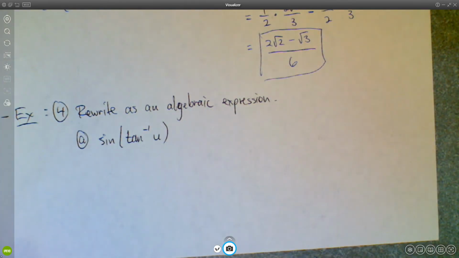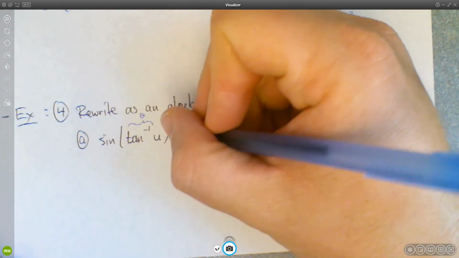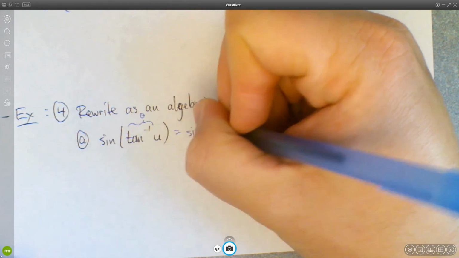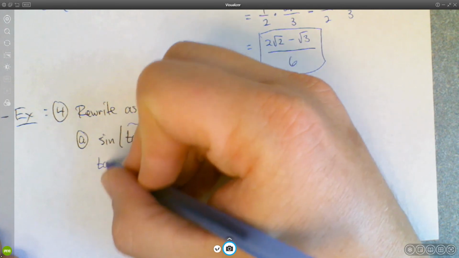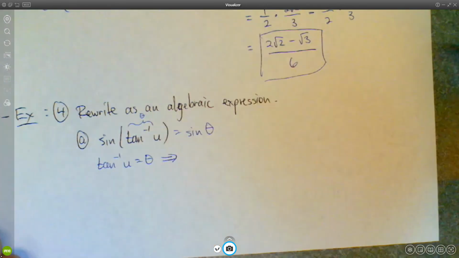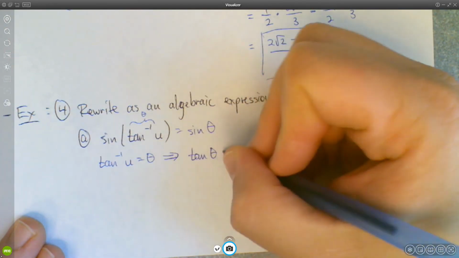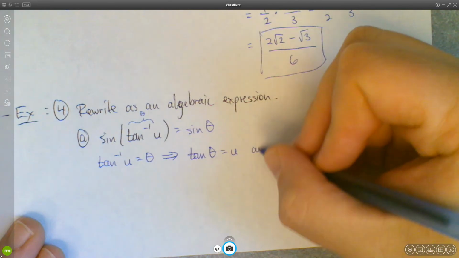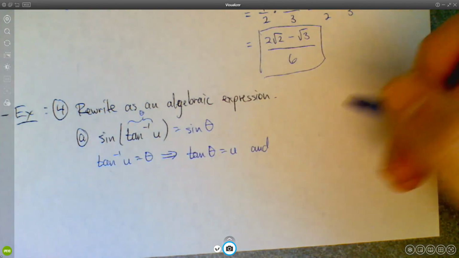Okay, uses the same trick as what we've been using. I'm going to call tangent inverse of u theta. And so what we're really looking for is sine theta. If tangent inverse of u equals theta, then tangent theta equals u, and theta is between negative pi over 2 and pi over 2, right?